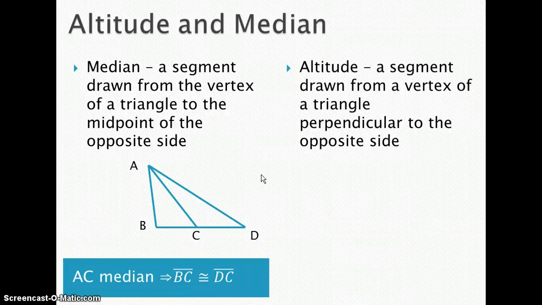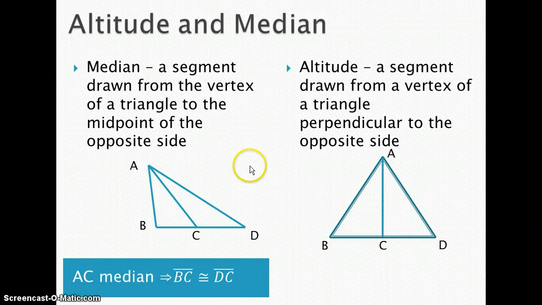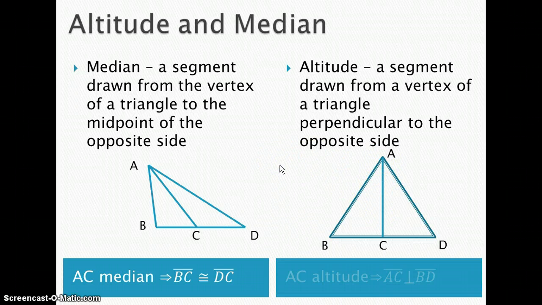An altitude is a segment drawn from a vertex of a triangle. The vertex, again, is just the corner of the triangle, to the perpendicular to the opposite side. So in our diagram here, if AC is an altitude, that means that it's perpendicular to BD. Or in other words, it's going to form right angles. So altitude, perpendicular, they're very similar ideas.